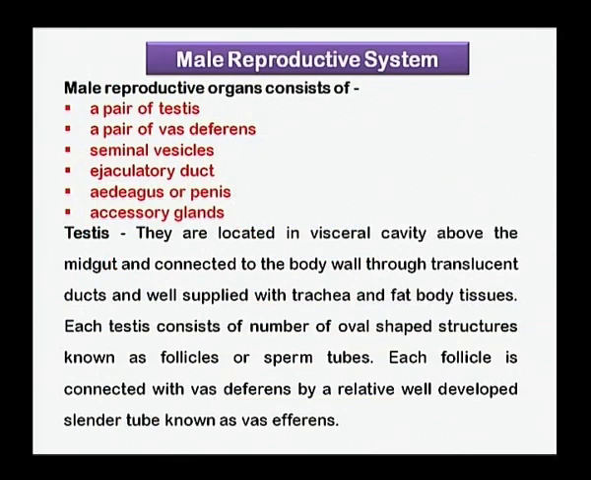Similarly, the male reproductive system consists of a pair of testes, a pair of vas deferens tube-like structures, and seminal vesicles. It is just like a common oviduct, the seminal vesicles, which further lead near the male genital pore in the form of the ejaculatory duct, which is surrounded by the aedeagus or the penis, and it is also supported by the presence of the accessory glands.